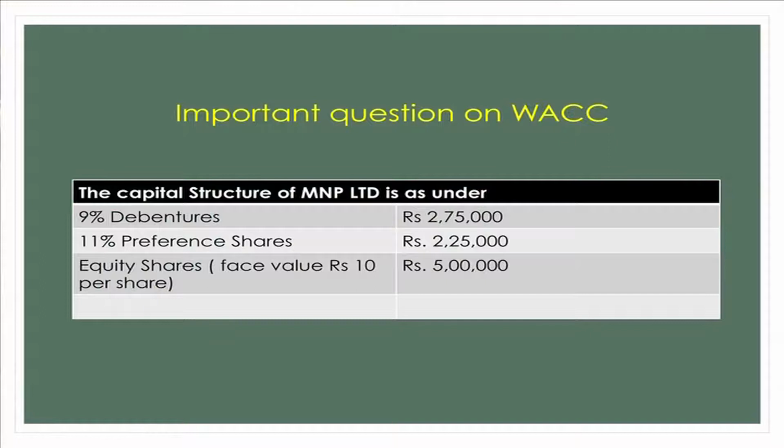So, this is the most typical example for computation of weighted average cost of capital, and market values are being used as the weights. So, let us read this question and try to solve it. The capital structure of MNP Limited is as under: 9% debentures 2,75,000, 11% preference shares 2,25,000, equity share capital, face value of 10 per share, 5 lakh.